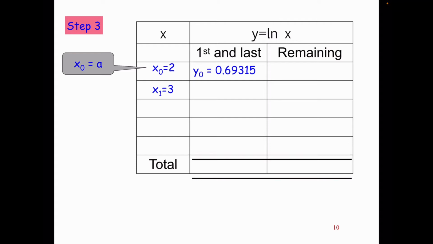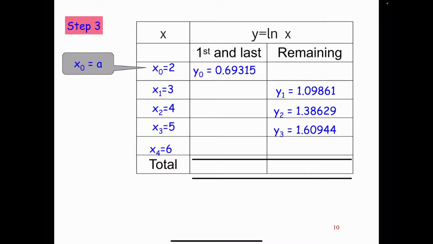So when X equals to 3, substitute into Y equals to ln X, so ln 3, and put it in remaining. Because for the second column, only the first and last we fill in. The others go in remaining. Next, when X equals to 4, press calculator, ln 4. You get 1.38629. Again, X equals to 5. Press calculator, ln 5. You get 1.60944. And the last one is X equals to 6.